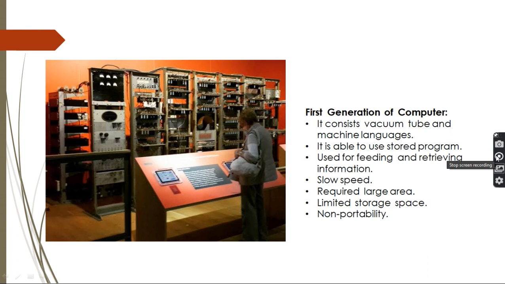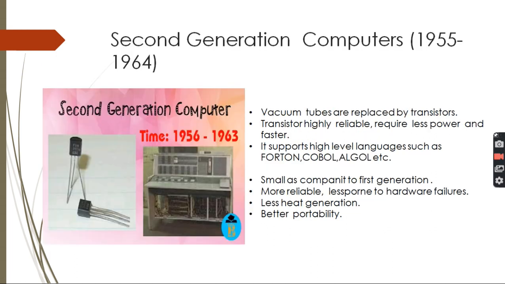So we will study the next generation, that means the second generation of a computer. We will start here, second generation of a computer. The period of the second generation of computer is 1956 to 1963. In the second generation of a computer, vacuum tubes are replaced by transistors.